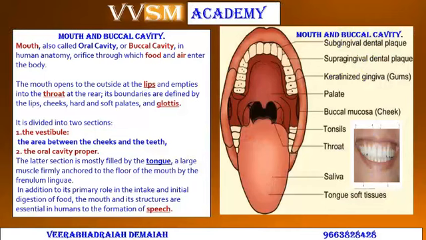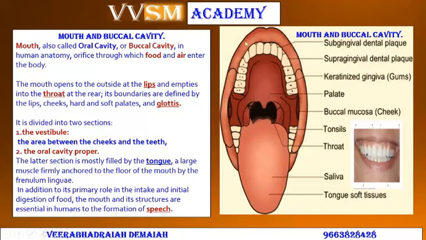Mouth and the buccal cavity. The mouth, also called the oral cavity or buccal cavity in human anatomy, is the orifice through which food and air enter the body. The mouth opens to the outside at the lips and empties into the throat at the rear. Its boundaries are defined by the lips, cheeks, hard and soft palates, and glottis.